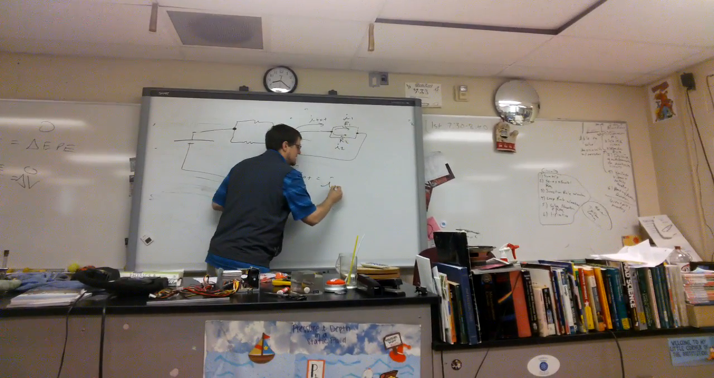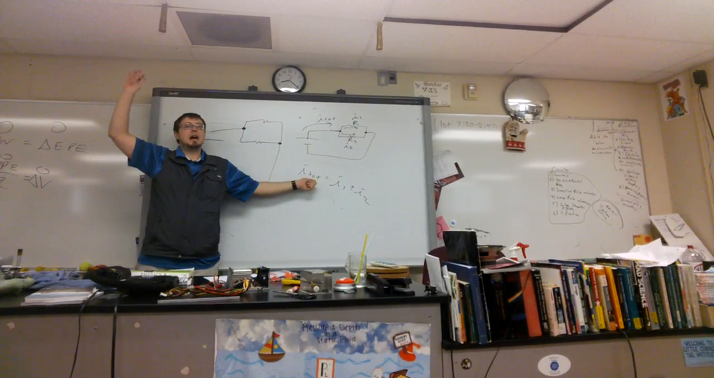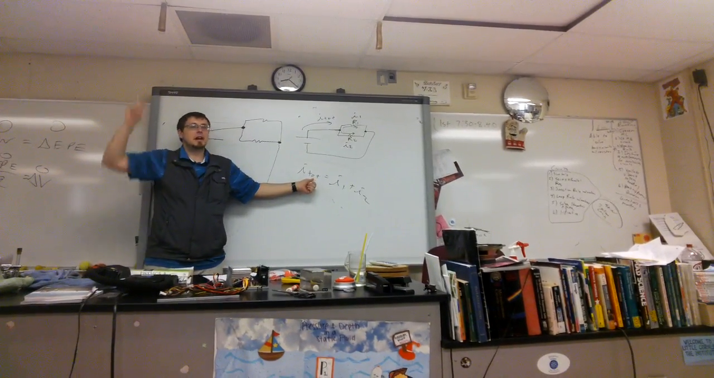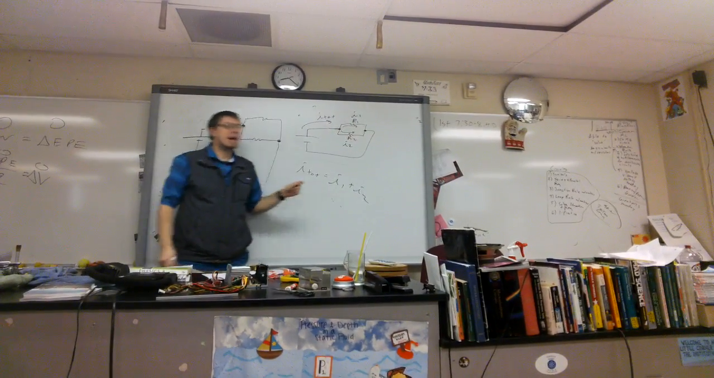I1 plus I2. That's it. How many were all right with that? I total equals I1 plus I2. Yeah. Current that's coming in, some current goes this way, some current goes this way. It's got to add up to I total.